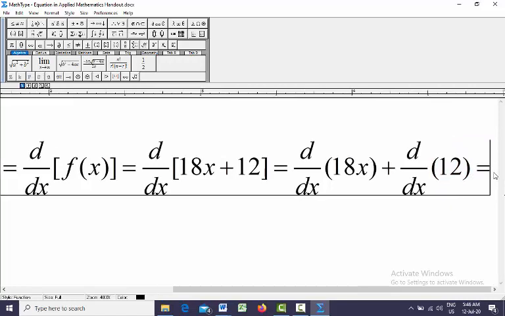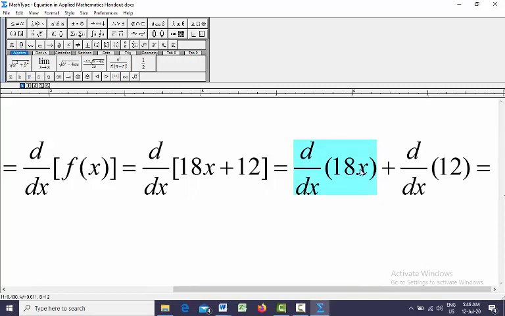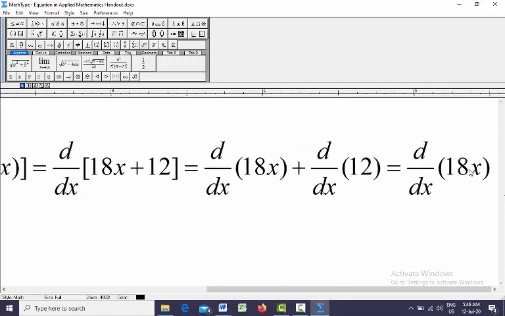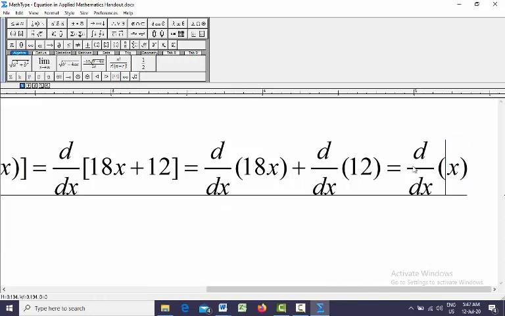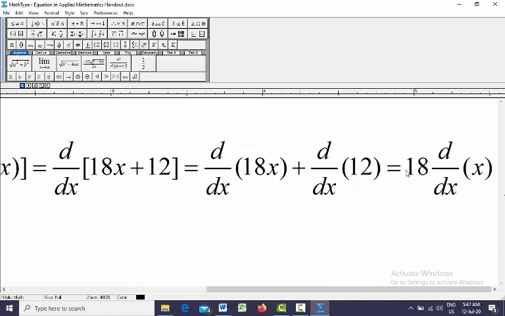So we need to do differentiation of this one first. As I said before, this 18 is in multiplication with x, so you need to bring this 18 outside, and then this one.